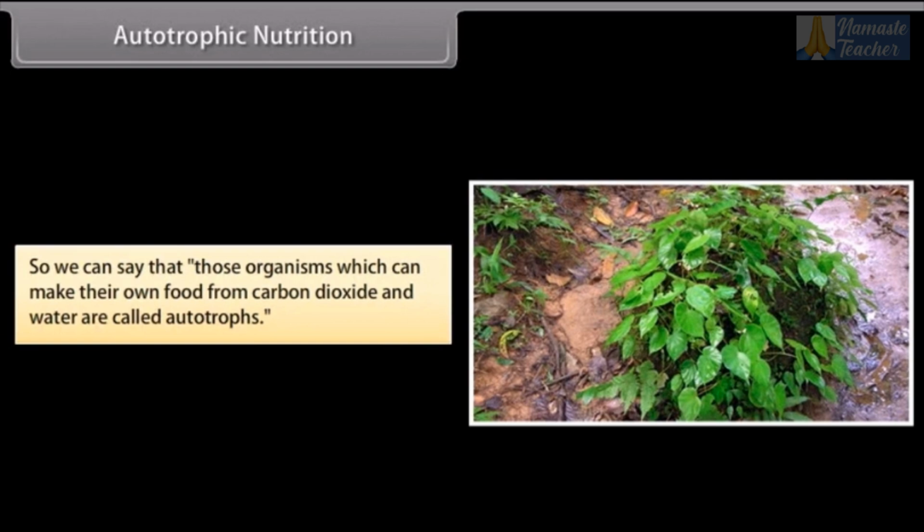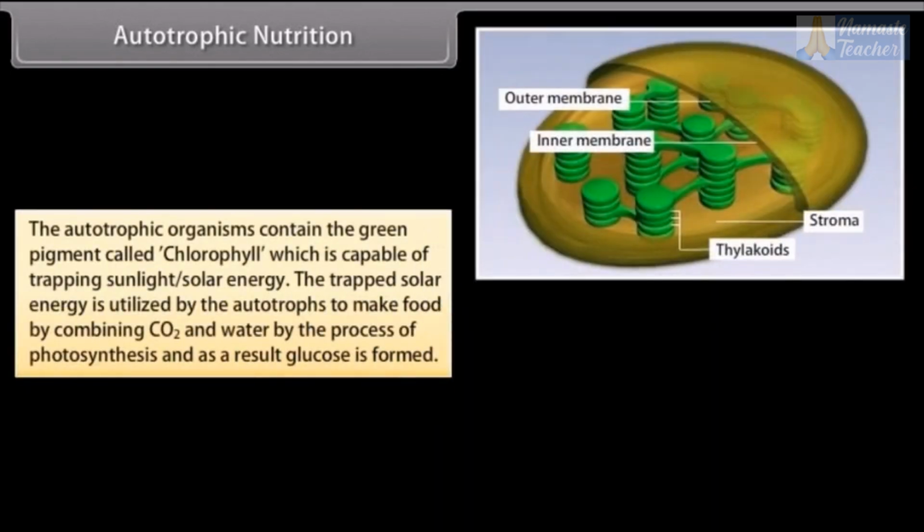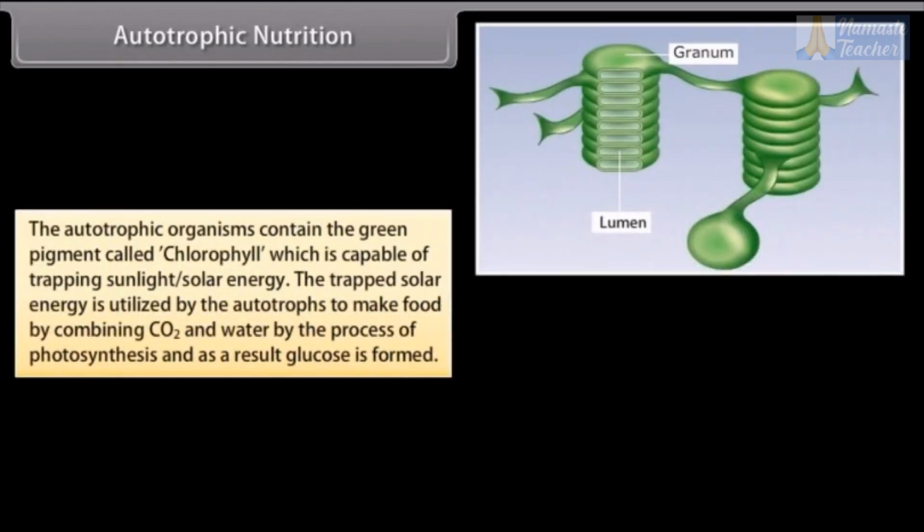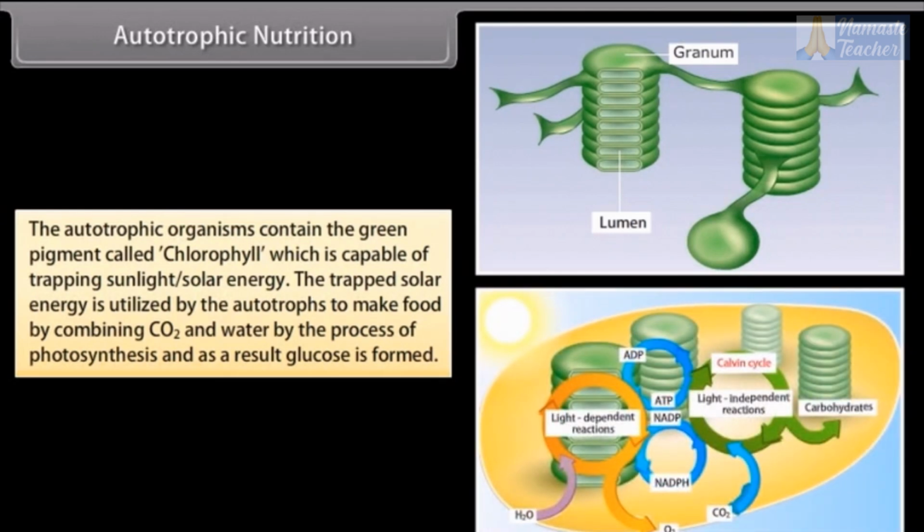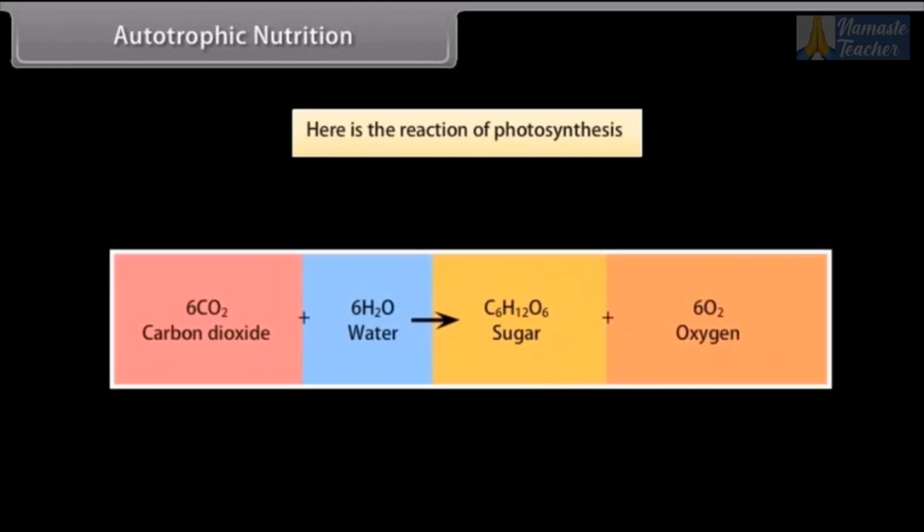autotrophs. The autotrophic organisms contain the green pigment called chlorophyll, which is capable of trapping sunlight, solar energy. The trapped solar energy is utilized by the autotrophs to make food by combining CO2 and water by the process of photosynthesis, and as a result, glucose is formed. Here is the reaction of photosynthesis.